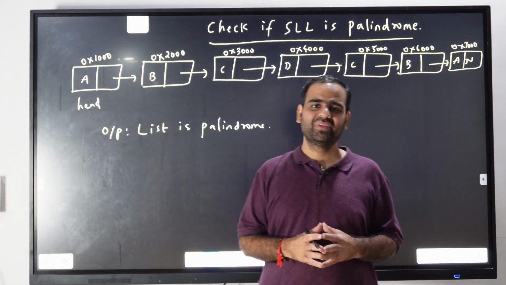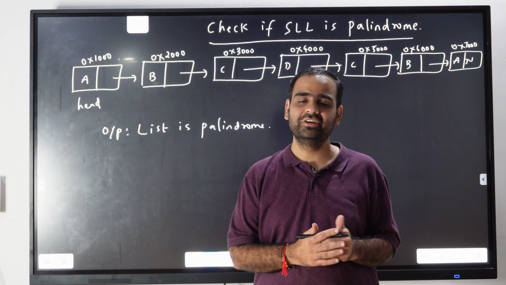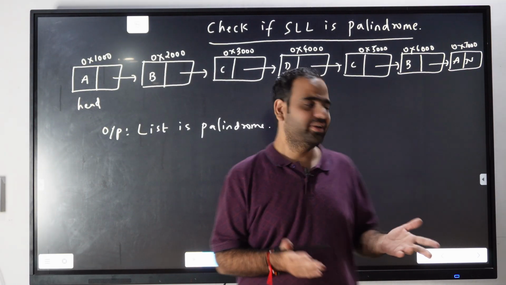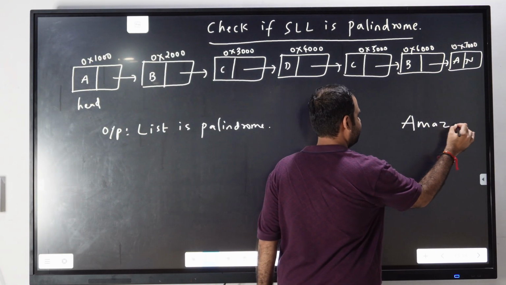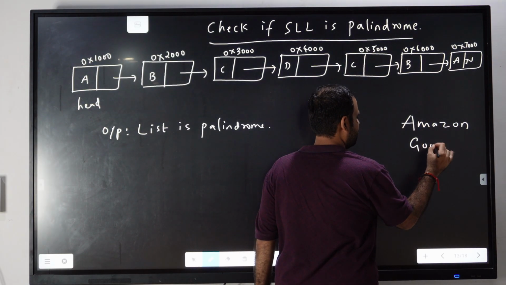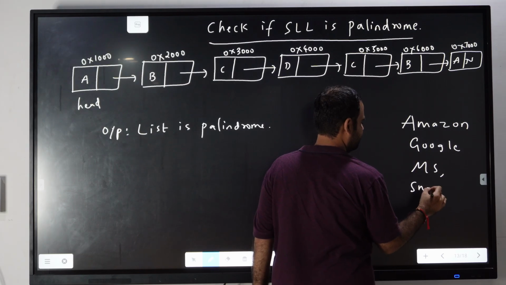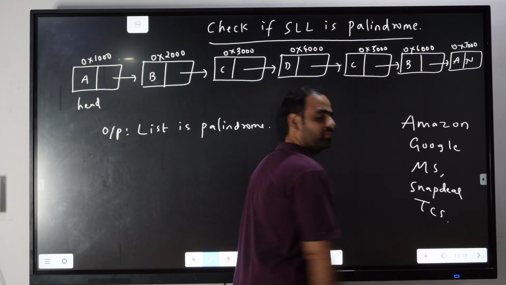Hello everyone, let's solve the next question: how do we check if a singly linked list is a palindrome or not. This question is asked in Amazon, Google, Microsoft, Snapdeal, TCS and so on.